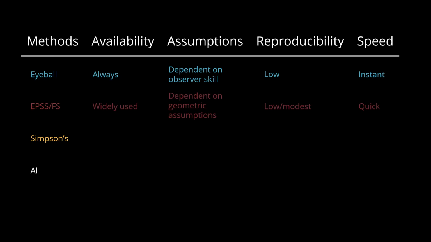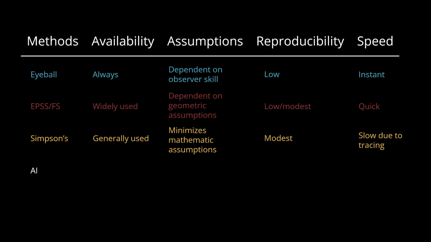Here's one of the summary slides up front. Comparing 4 different groups of ejection fraction measurements, starting with the eyeball technique. It's always available. However, the accuracy is dependent on the observer skill. The reproducibility is low, but the speed is instant. E-point septal separation and fractional shortening, it's widely used. However, it is dependent on geometric assumptions. The reproducibility is a bit better at low to modest, but the speed is still pretty quick.